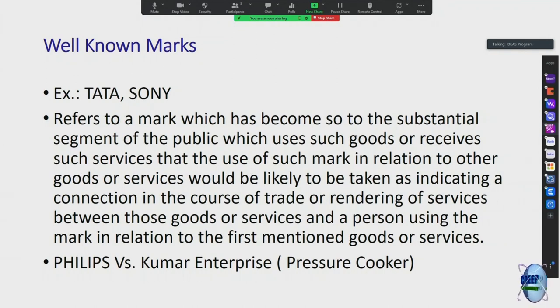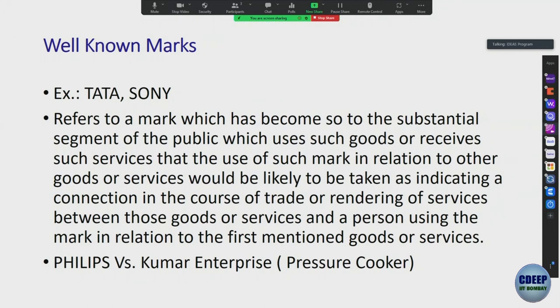The famous case of Kumar Enterprises: they were producing pressure cookers and selling under the trademark of Philips. Philips went and sued them. Kumar Enterprises said, look, Philips does not make pressure cookers. So, we are not affecting their economic interest. They are not in that market at all. So, Philips is an unaffected party.